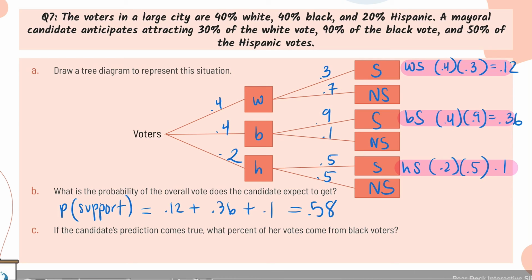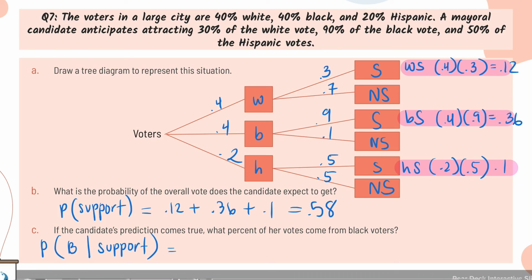Yeah, I think that looks right. Yeah, 0.58. Okay, so part C says, if the candidate's prediction comes true, which is technically a given statement, what percent of the votes comes from black voters? So the probability of getting a black vote given that you had gained support, given that this was true, okay?